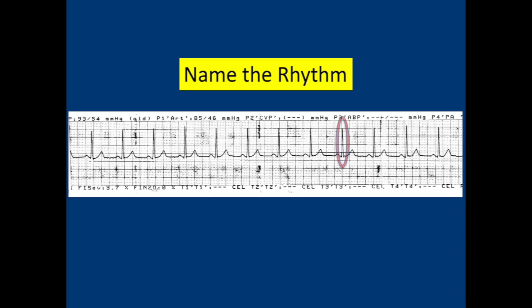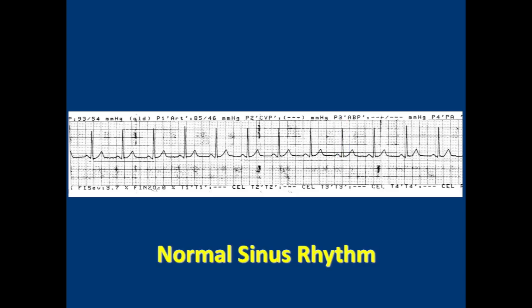Take the time to look at where the QRS is. Look to see if there's a P wave before every QRS. Look at the PR interval, and then electrophysiologically, what is going on with that heartbeat. So name this rhythm. And this is normal sinus rhythm. It's one that we've looked at before.